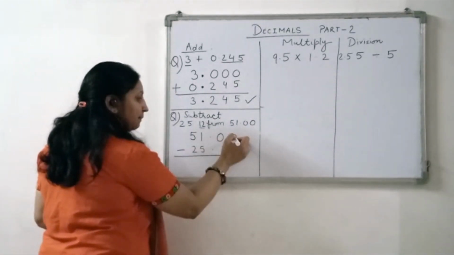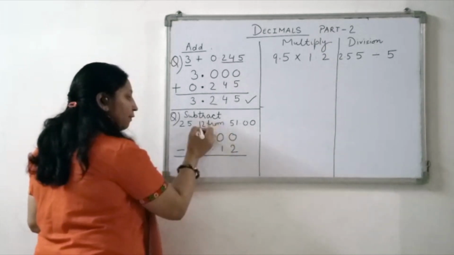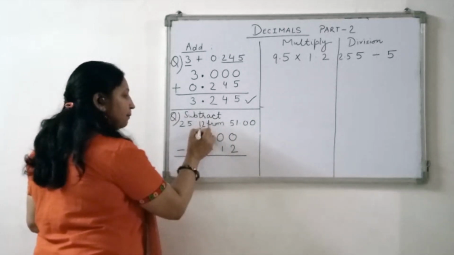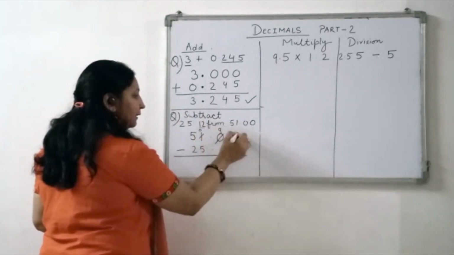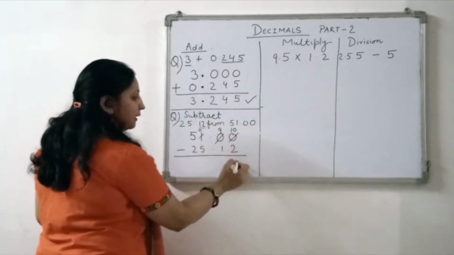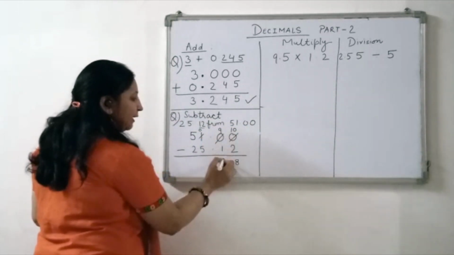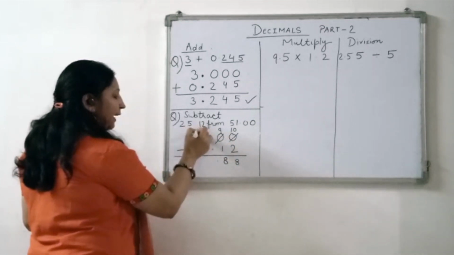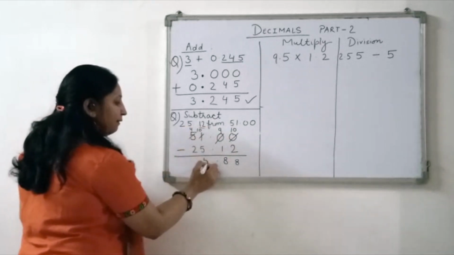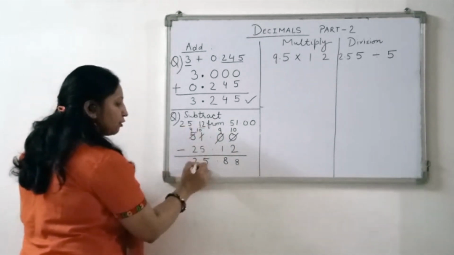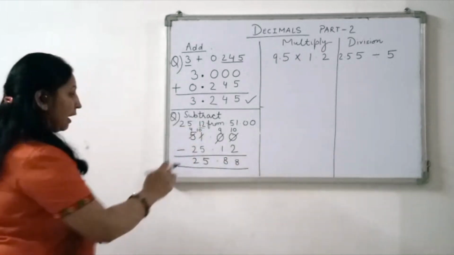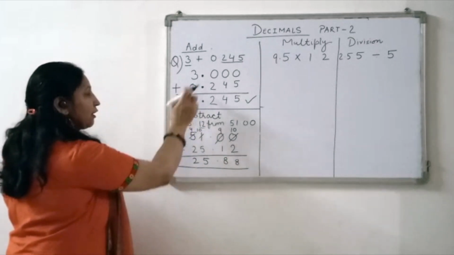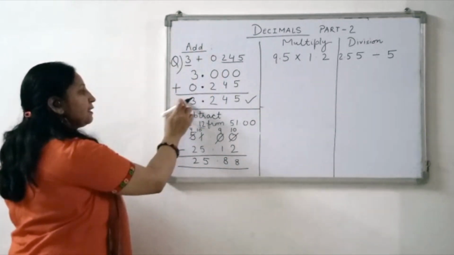So this has to borrow from this and this will borrow from this. What will happen? This one after giving will become 0. This will become 9. This will become 10. So 10 minus 2 will be 8. 9 minus 1 will be 8. This 0 will borrow from this, so it will become 4 and it will become 10. 10 minus 5 will be 5. 4 minus 2 is 2. So this is your answer. What have you got? 25.88.